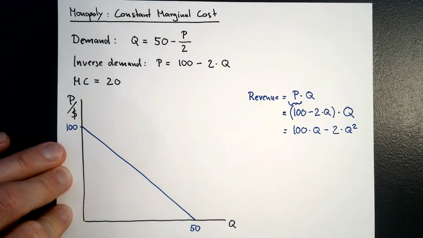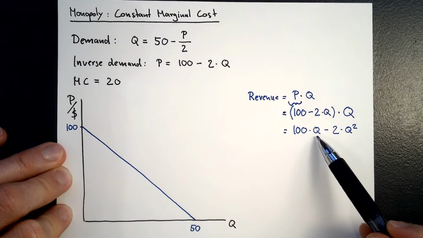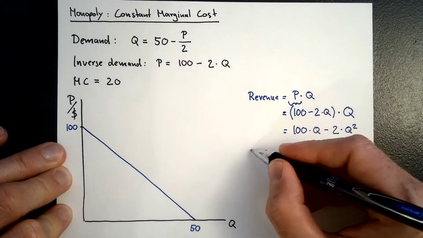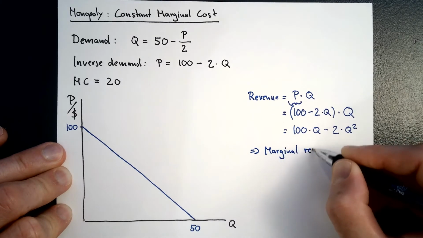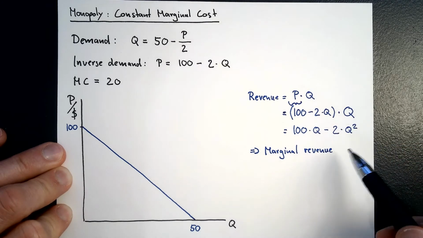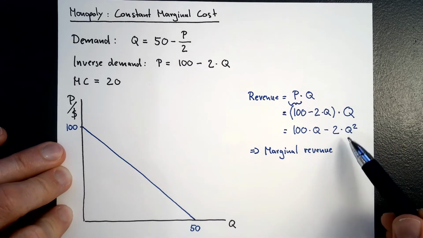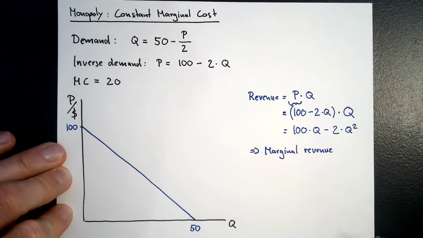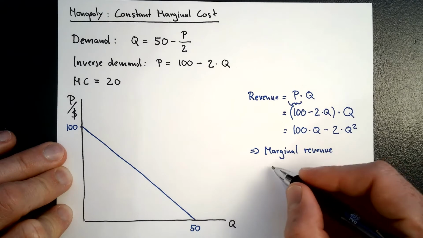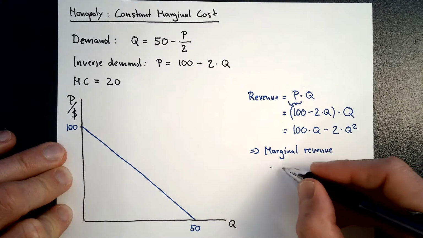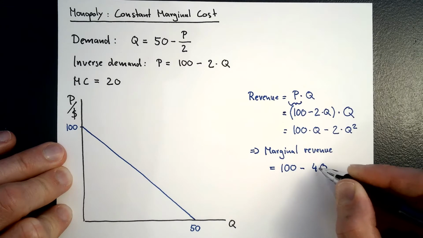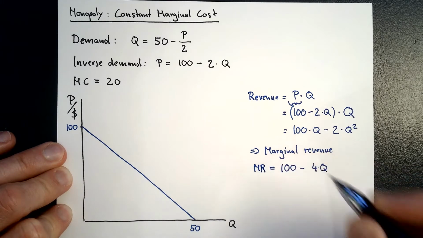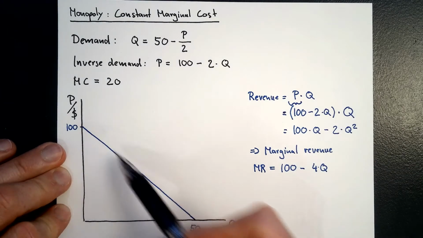Note that this class is not a calculus class, but if you take the first derivative of the revenue with respect to Q, then what you get is the marginal revenue. The marginal revenue tells you that if you increase Q by 1 unit, what is the additional revenue you're going to obtain? In this case, the marginal revenue can be written as 100 minus 4Q.